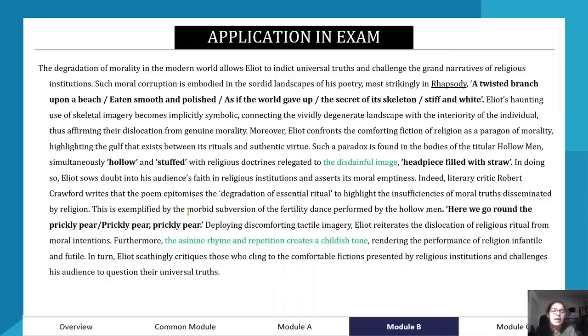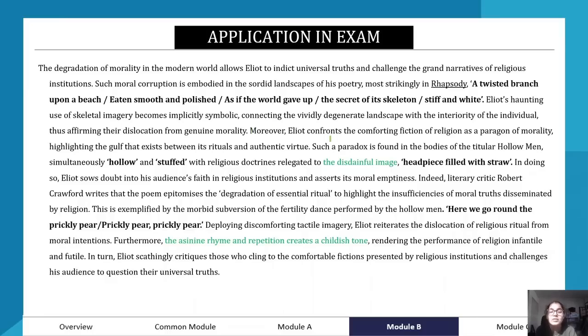The degradation of morality in the modern world allows Eliot to indict universal truths and challenge the grand narratives of religious institutions. Such moral corruption is embodied in the sordid landscape of his poetry, most strikingly in Rhapsody. There's our evidence. Eliot's haunting use of skeletal imagery becomes implicitly symbolic, connecting the vividly degenerate landscape with the interiority of the individual, thus affirming their dislocation from genuine morality.